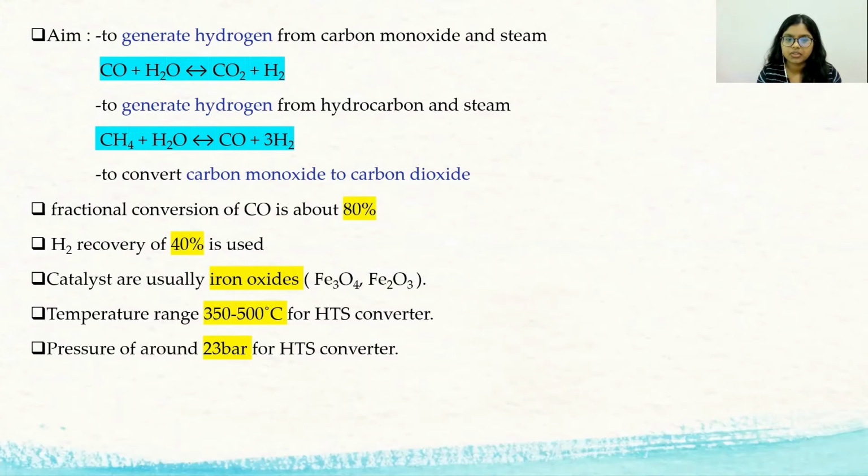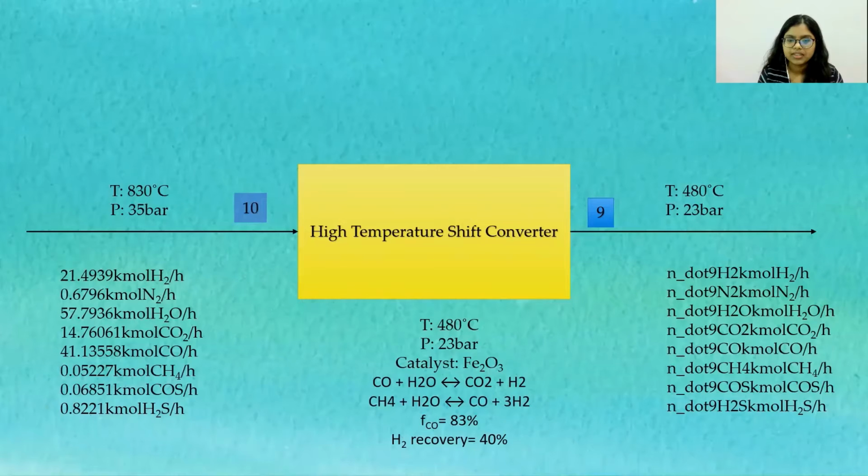The fractional conversion of carbon monoxide is about 80% and the H2 recovery is about 40%. Catalysts are usually iron oxides. The temperature ranges from 350 to 500 degrees Celsius and the pressure is around 23 bar. So this is the process unit. We have our inlet coming in at a temperature of 830 degrees Celsius and a pressure of 35 bar. Stream 9 is going out at 480 degrees Celsius and 23 bar.